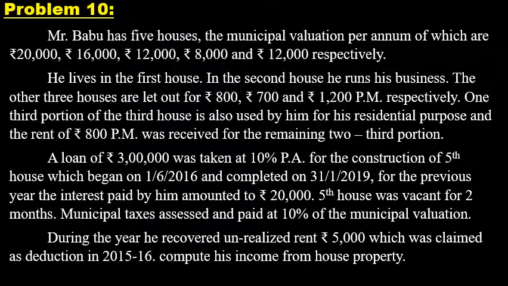Hi, let me explain the 10th problem of income from house property. Mr. Babu has 5 houses, the municipal valuation per annum of which are 20,000, 16,000, 12,000, 8,000, and rupees 12,000 respectively. These are the municipal values of 5 houses. The first house 20,000, second house 16,000, third house 12,000, fourth house 8,000 and fifth house 12,000.